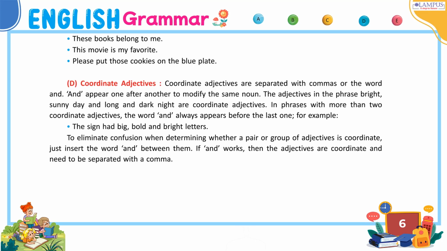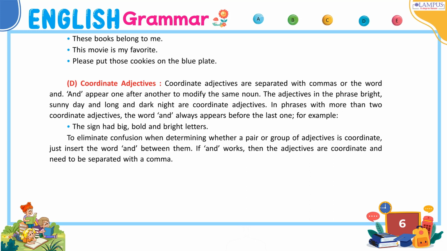D. Coordinate adjectives. Coordinate adjectives are separated with commas or the word and appear one after another to modify the same noun. The adjectives in the phrases bright, sunny day and long and dark night are coordinate adjectives. In phrases with more than 2 coordinate adjectives, the word and always appears before the last one. For example, the sign had big, bold and bright letters.